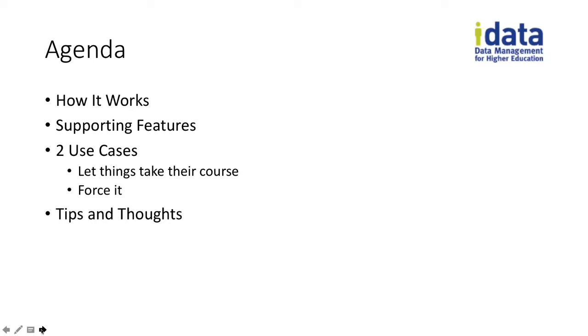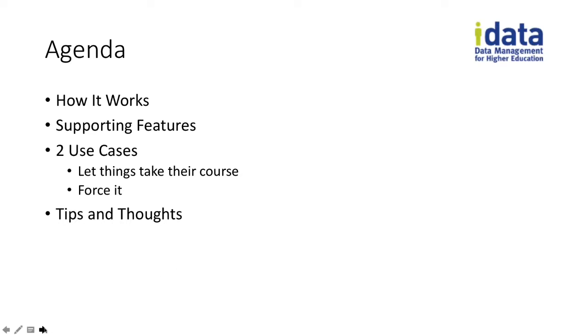For this webinar, I gave them names. The first one I call the let things take their course approach, and the second use case is you just force things into your new workflow when it is ready. We'll talk about the pros and cons of those two use cases. We're going to wrap up with tips and thoughts and some summary things. And then at the end, as Jim said, there'll be some time for Q&A with the folks on the call today.